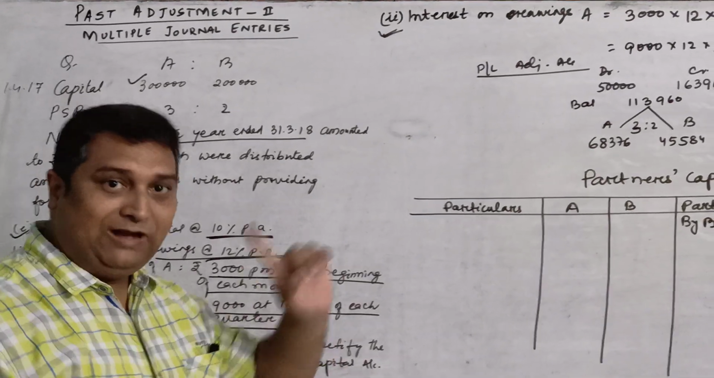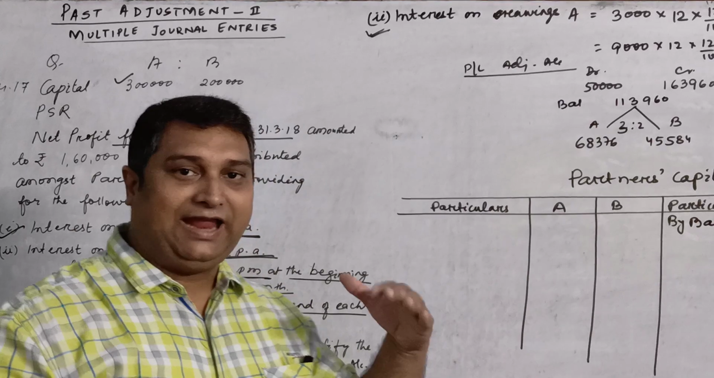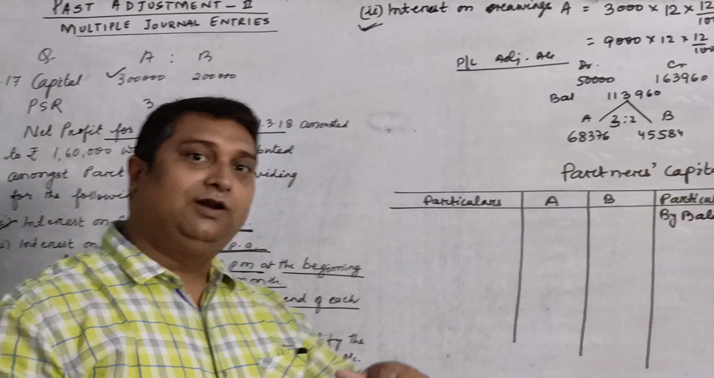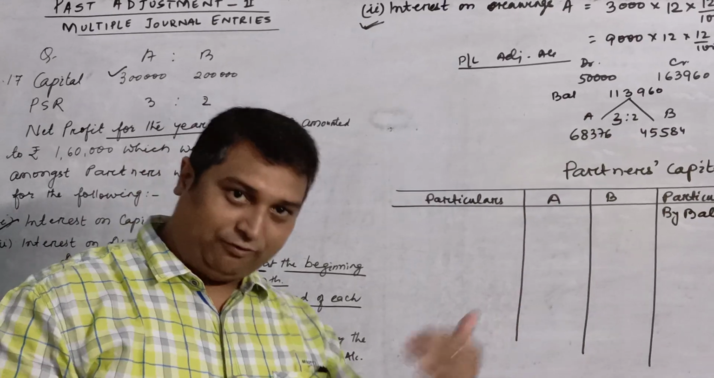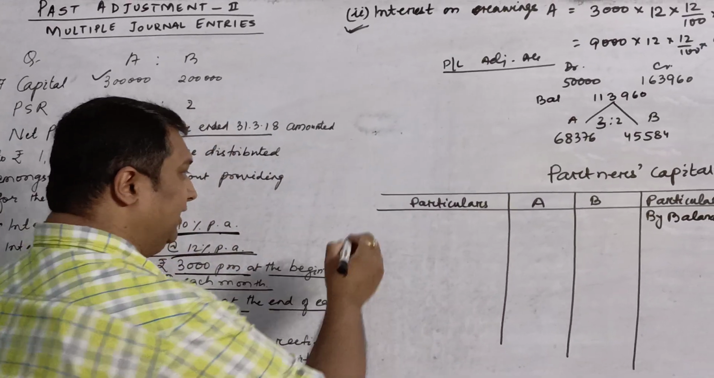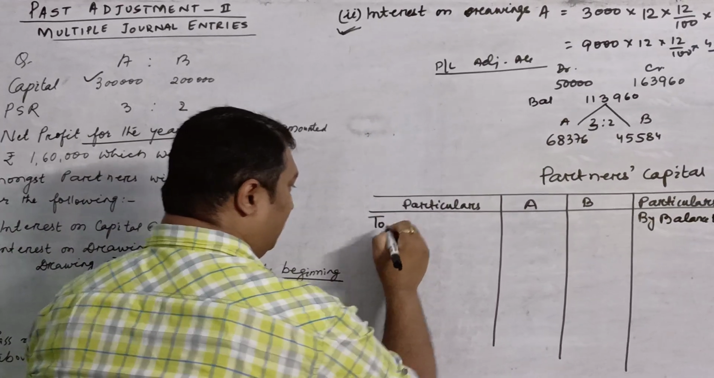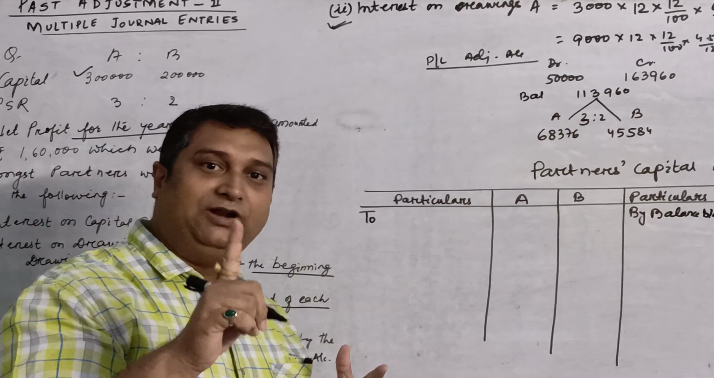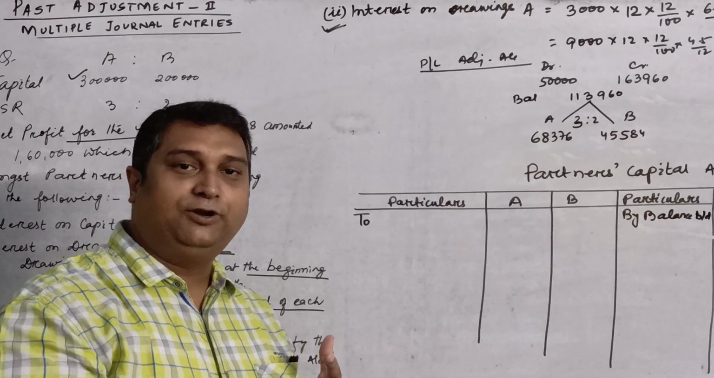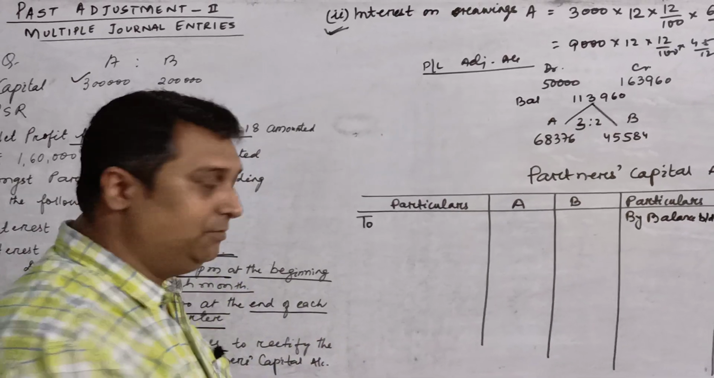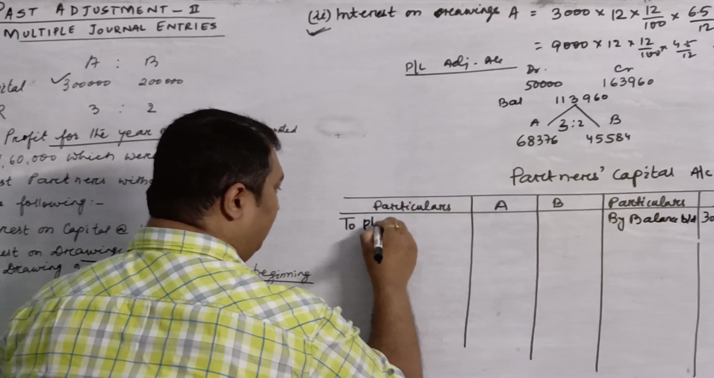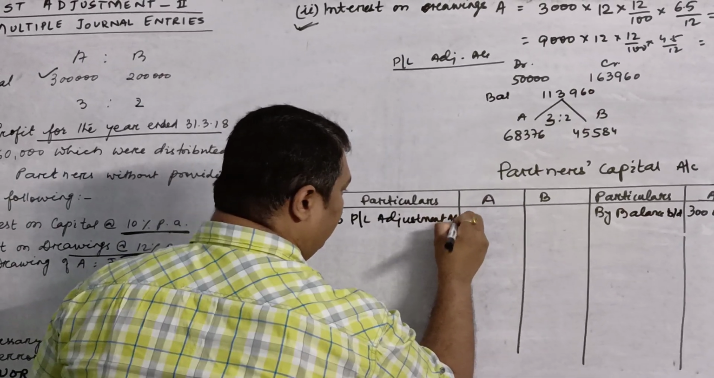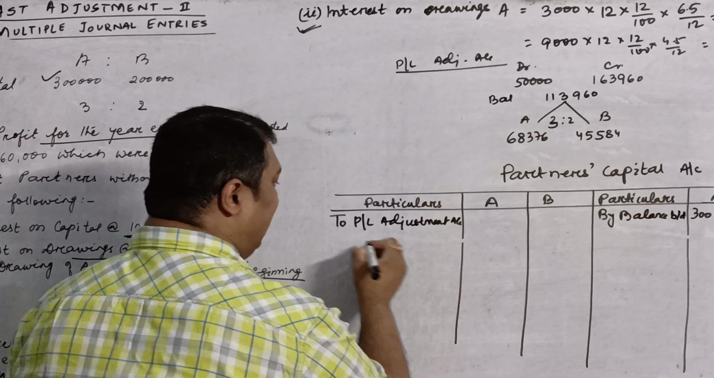Children, while passing the journal entry also I told you that any such thing which will reduce the partner's capital needs to be written on the debit side. So since the profit will be taken back, it will be written on the debit side. If you refer to your adjustment entry, it was A's capital account debit, B's capital account debit to profit and loss adjustment account. So here we will write to profit and loss adjustment account. This is profit taken back.